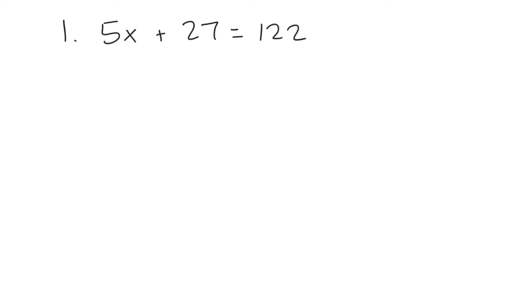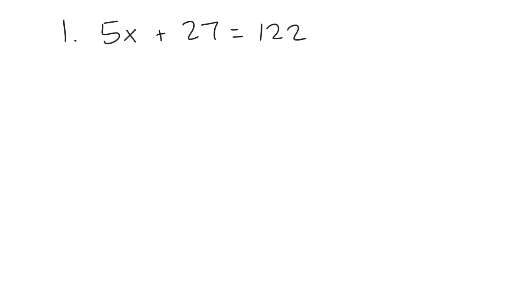Example 1, let's solve this two-step equation. First, let's understand what's happening to the variable x. X is what we're solving for, x is what's unknown. What we do know is that when we multiply x by 5 and we add 27 to it, the result is 122. So think of solving as the process of sort of undoing what's being done to the variable x.